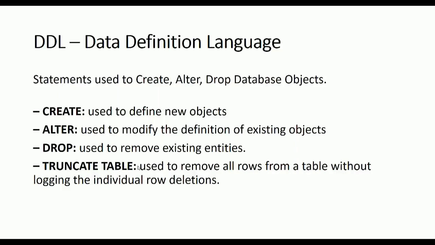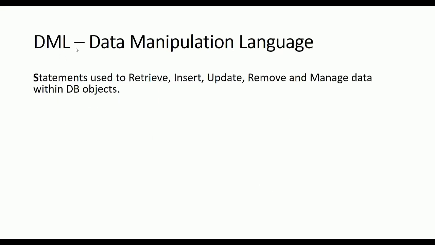For example, if you have an identity column in a table, and you are truncating the table which has data, it will remove all the rows, and it will also reset the identity seed to the value that it was defined with earlier, right, when the table was created. So truncate table also comes under DDL. Okay, now the second thing is DML, that is data manipulation language.